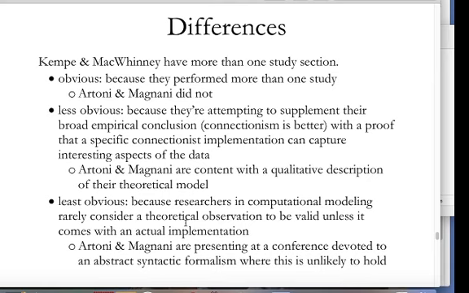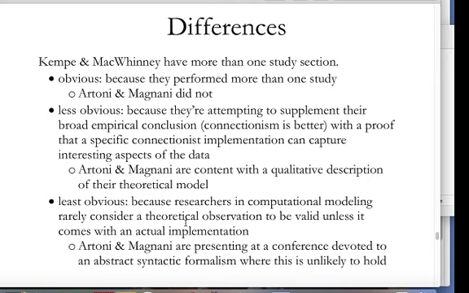Artoni and Magnani, on the other hand, just give a qualitative description of their theoretical model, and they don't implement it in a computer and show how it mimics the results of their experiment. Probably that would be too long for a talk at a conference anyway. They just want to show, here's how people behave, and here's what our theory looks like, and this is why we can probably predict these aspects of the people's behavior.